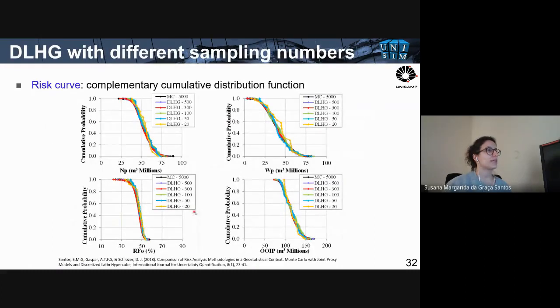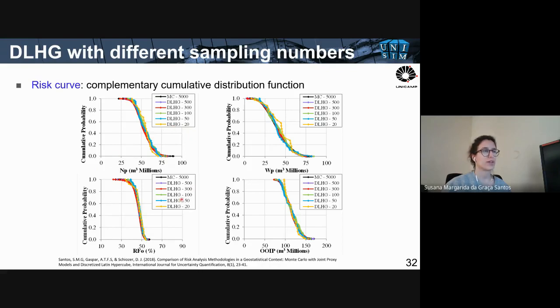This is an example I have here from a work we also did on that. In black is the curve from Monte Carlo with 5,000 samples, and here is the Latin hypercube method with different numbers of samples from 500 to 20, and you can see that even with, for example, 300, the red one compared to the black one, it's so close. So you see how you are reducing the computational time using this method. This is just the idea I wanted to show you.